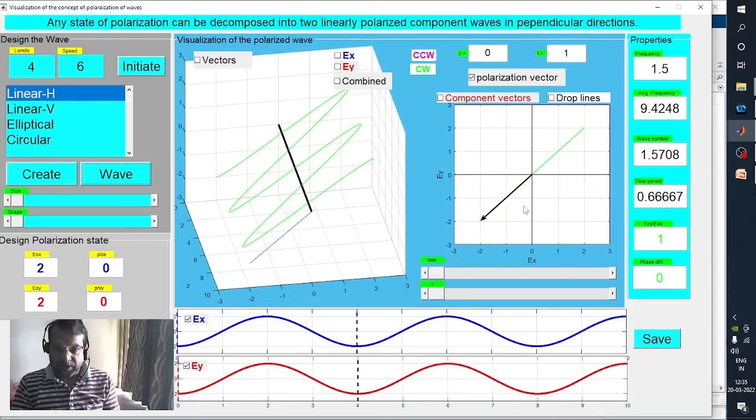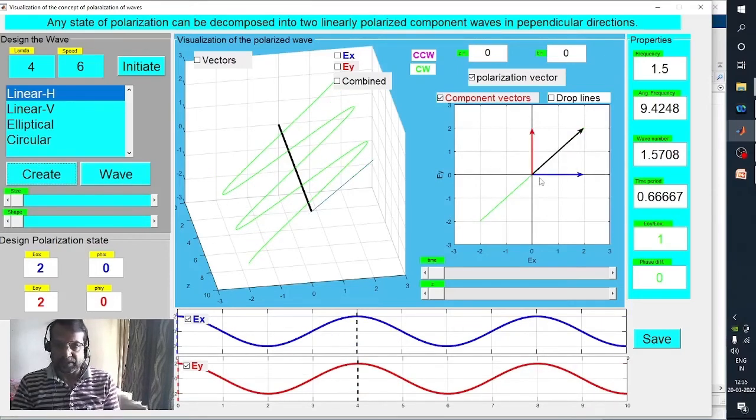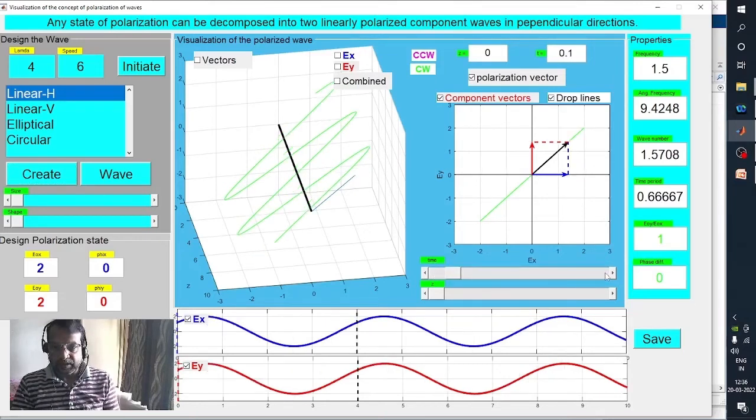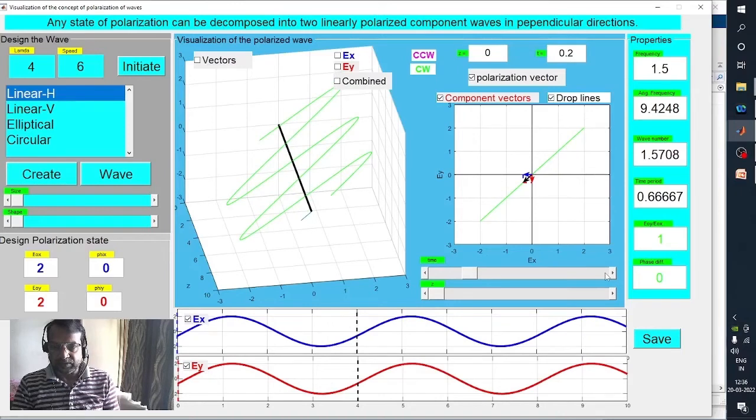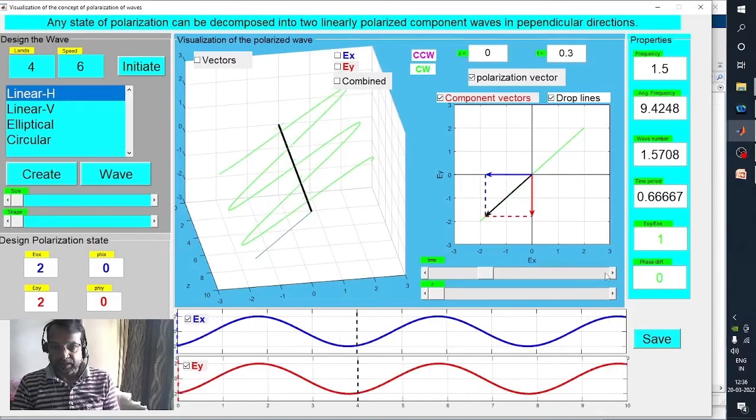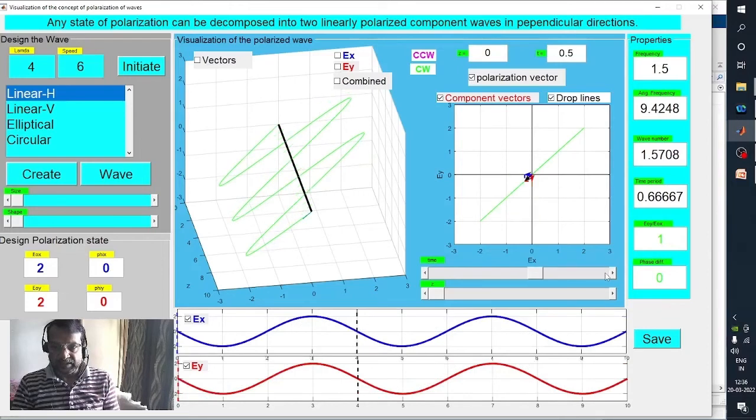So let us see the component waves also, because the individual components are also vectors, and this forms the resultant of two components. So the blue is Ex, red is Ey, and their resultant is what we see, something like this. Black is the resultant, blue is the Ex component, and red is the Ey component. They are in phase. So let us look at the time slider. As Ex decreases, Ey also decreases. When Ex becomes negative, Ey becomes negative, and they change in tandem.